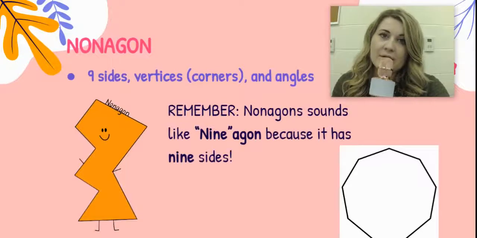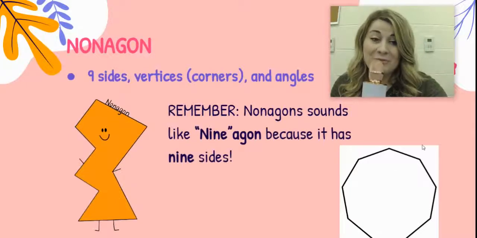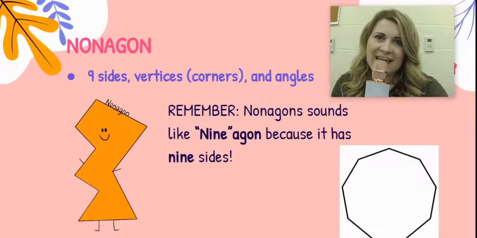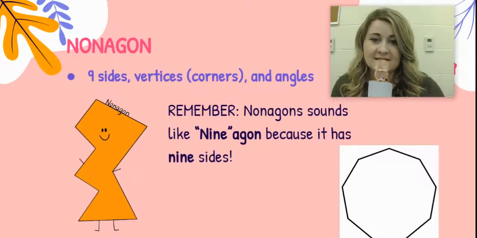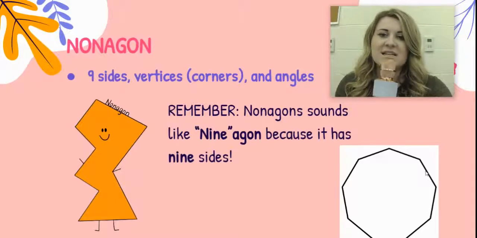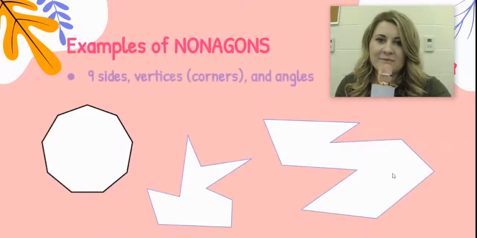So if you notice, the nonagon, octagon, heptagon, hexagon, pentagon, they all start to kind of look the same. So you really have to pause and count the sides. Don't just guess by looking at the picture. Always, always, always count the sides. Okay, so nonagon is nineagon, so it has 9 sides. All of these are examples of nonagons.